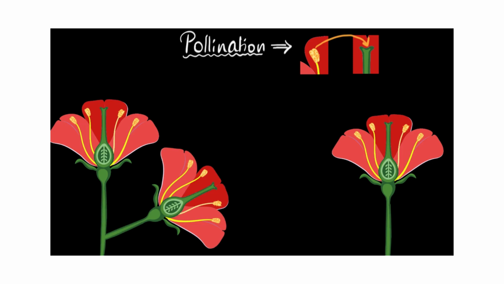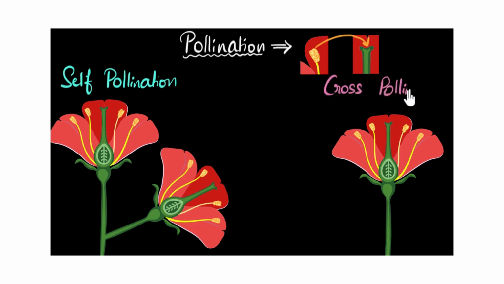Now, based on whether the pollen grains are transferred within the same plant or between two different plants, we can classify them into two kinds. The first one we'll call self-pollination. And the second one would be something called cross-pollination. So let's start with the self-pollination.